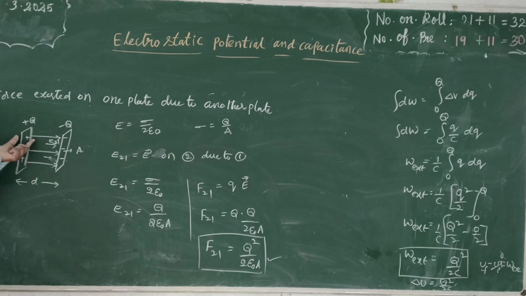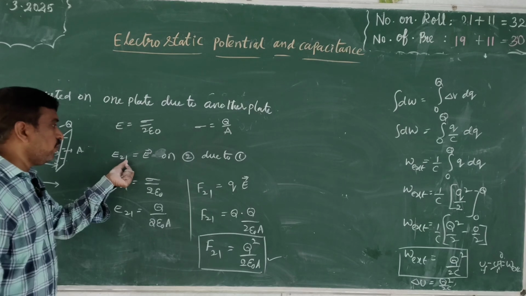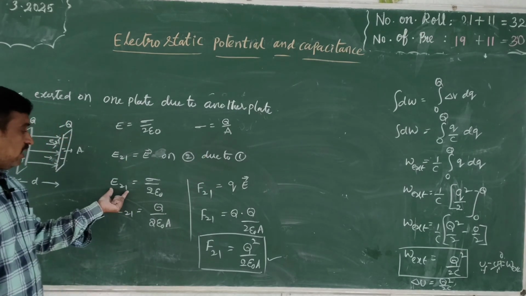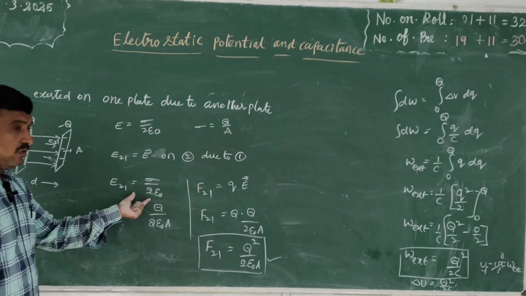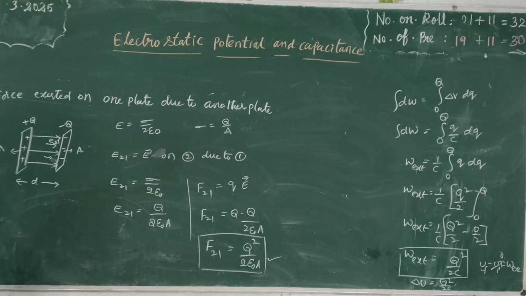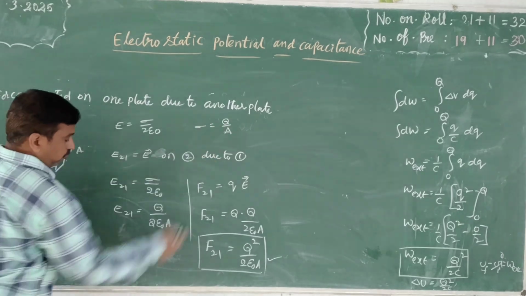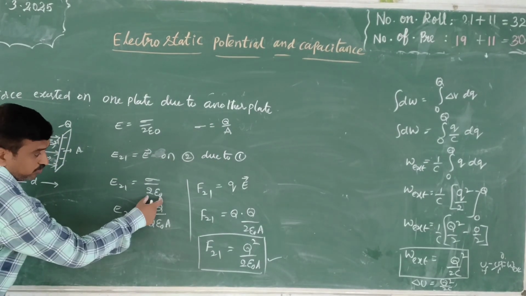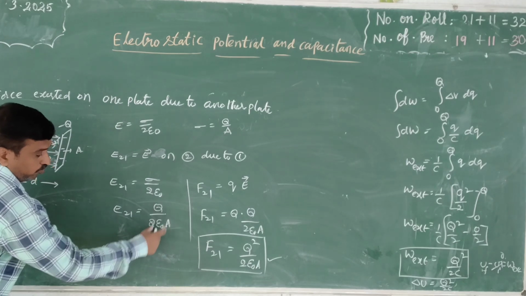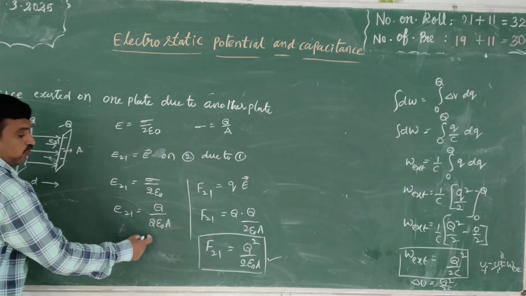What we can do now? Here it is plus Q, minus Q. The electric field on the second plate due to the first one is E21. For a single plate it is sigma by 2 epsilon naught; for both plates it is sigma by epsilon naught. Since sigma is Q by A, we can write Q by 2 epsilon naught A. The electric field on the second plate due to the first plate is Q by 2 epsilon naught A.